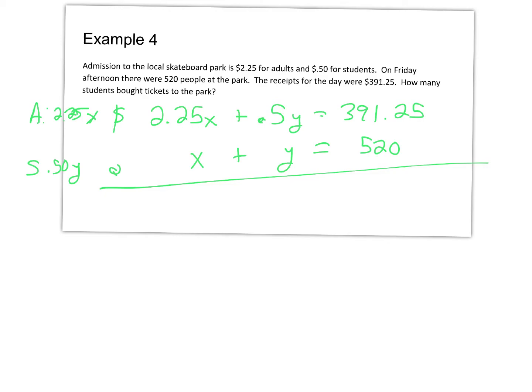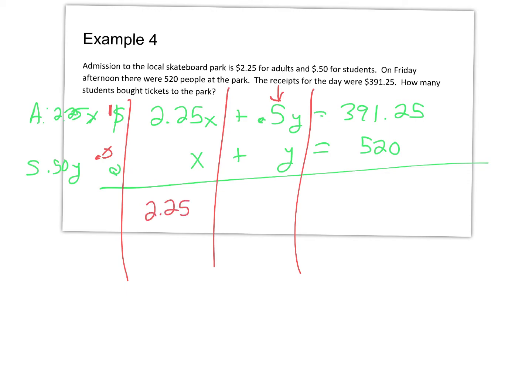All right, so now at this point, I am going to use elimination again. I'm going to go after the y's this time. So I'm going to tweak this equation by 1s and this one by 0.5s. So 2.25x plus 0.5y equals 391.25. 0.5x plus 0.5y is going to equal 520 divided by 2, which is 260.